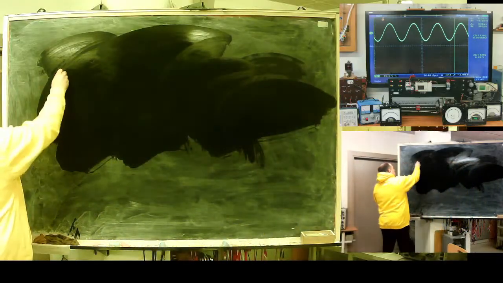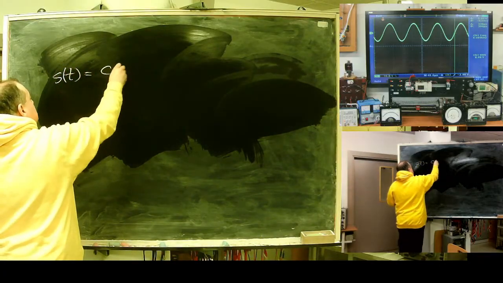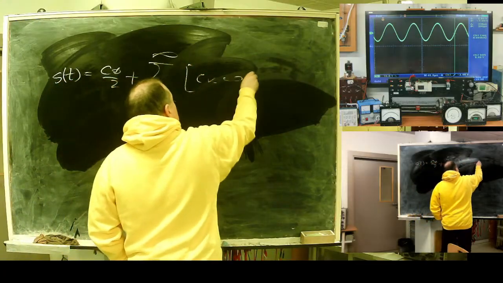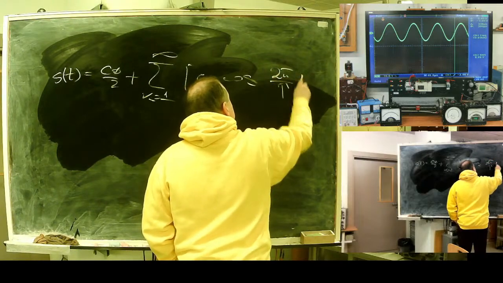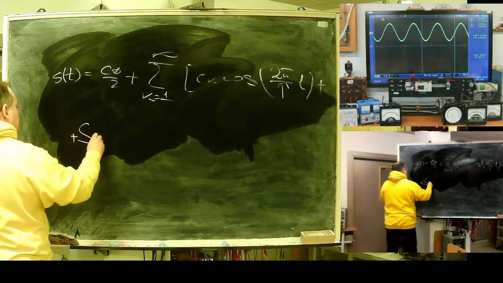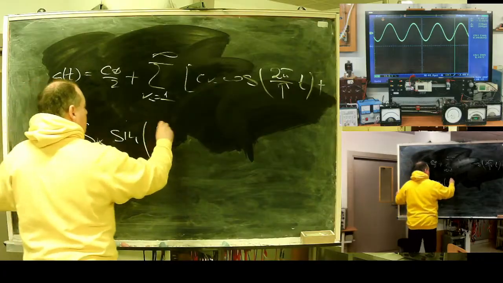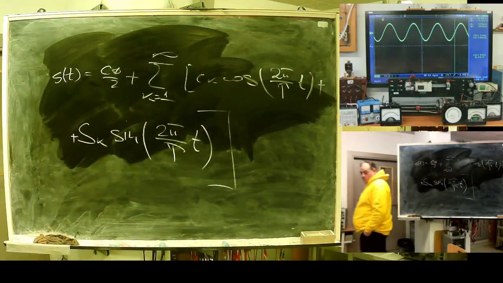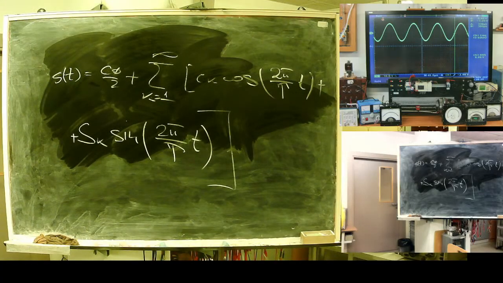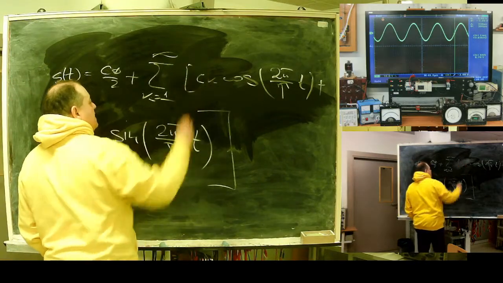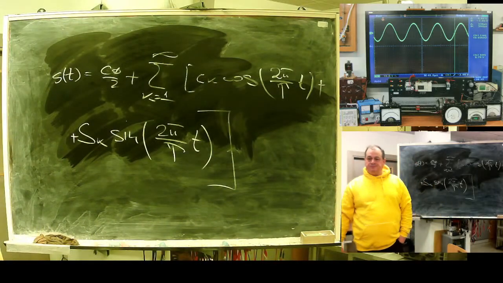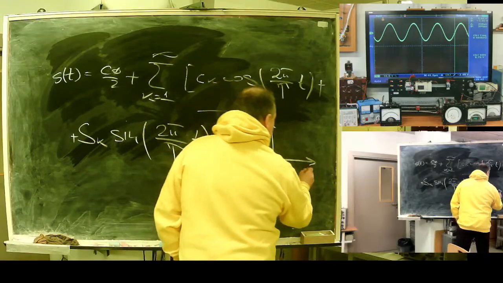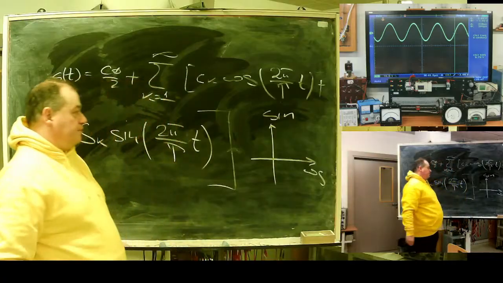We can substitute the signal, which will be C0 by half plus the sum from 1 to infinity of C_k cosine plus S_k sine of double pi k t divided by T. Here we have two factors, C and S, cosine and sine factors. And remember this.